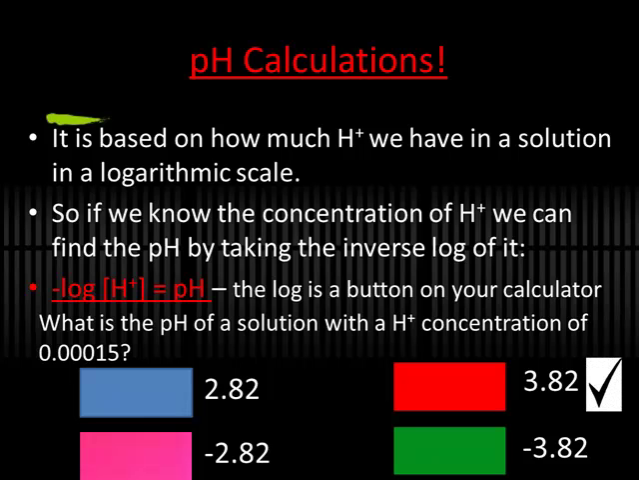All right, you should have gotten 3.82. If you got 2.82, you probably put times 10 and didn't use E on your calculator. You might want to take a look at that. If you got negative either of those numbers, you forgot the negative when you did the button. You put in log of H plus, not negative log.